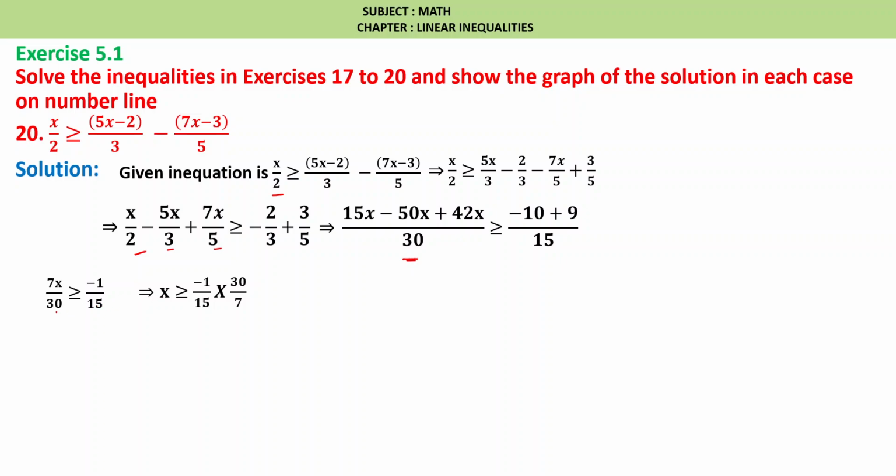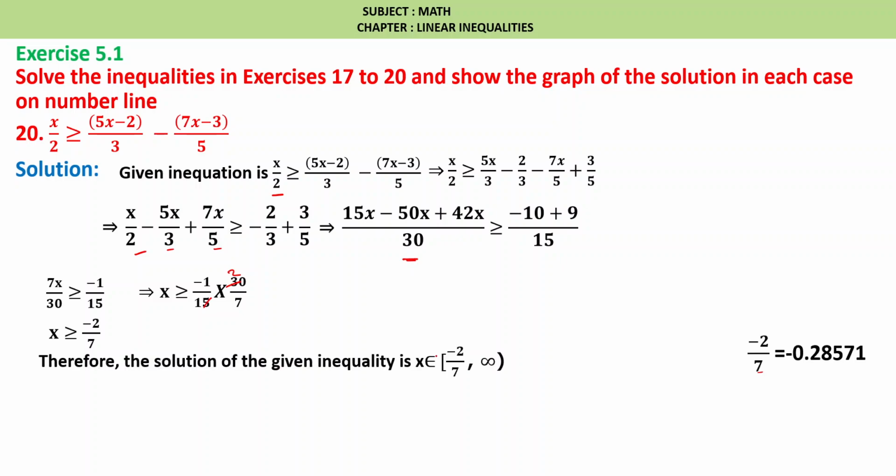Now, let us move this 30 by 7 to the right hand side. Therefore, minus 1 by 15 into 30 by 7. 15 1 ja, 15 2 ja. So x is greater than or equal to minus 2 by 7. But what is the value of minus 2 by 7? This is minus 0.28571. Now let us represent it on the number line. The solution is x belongs to minus 2 by 7 to infinity.